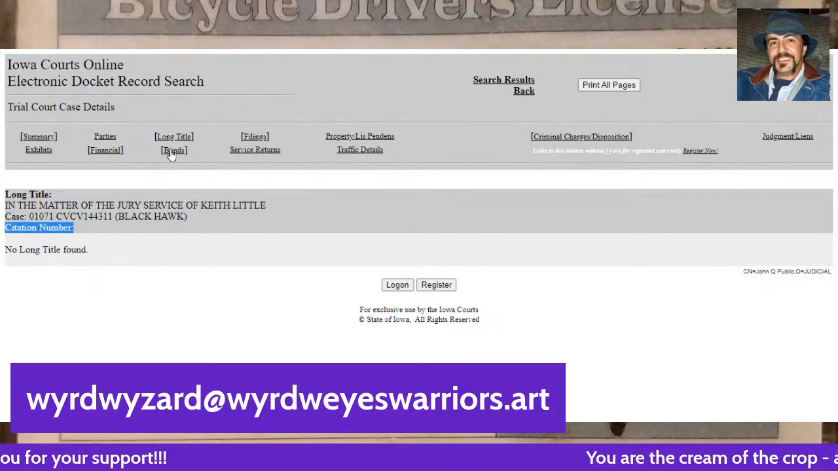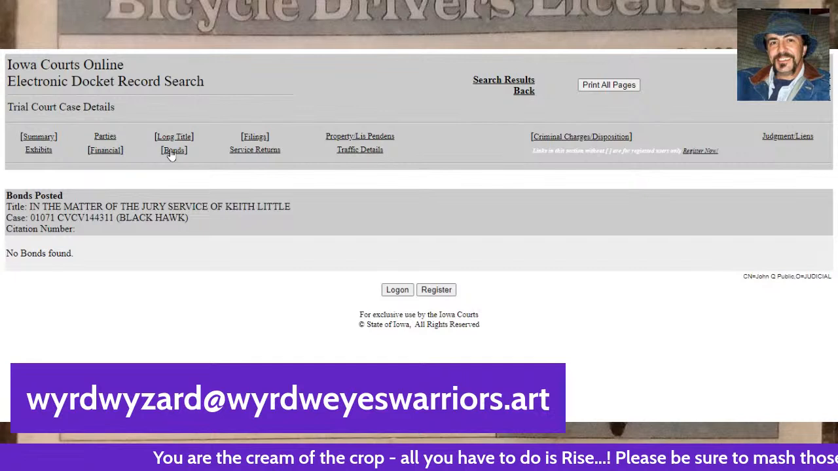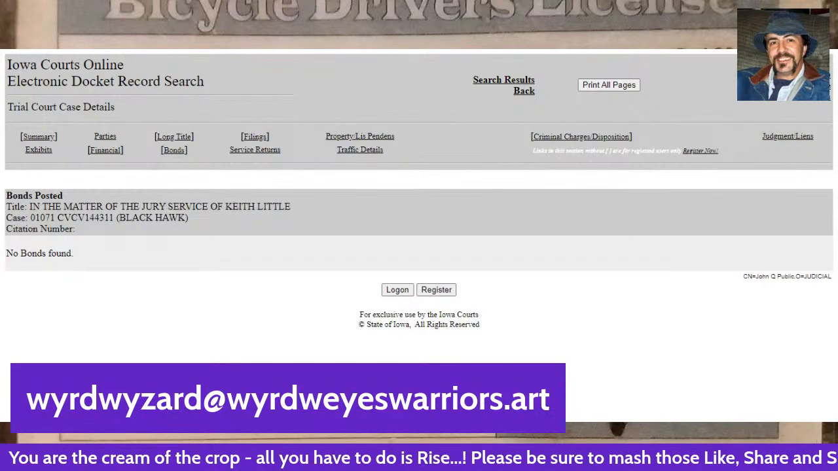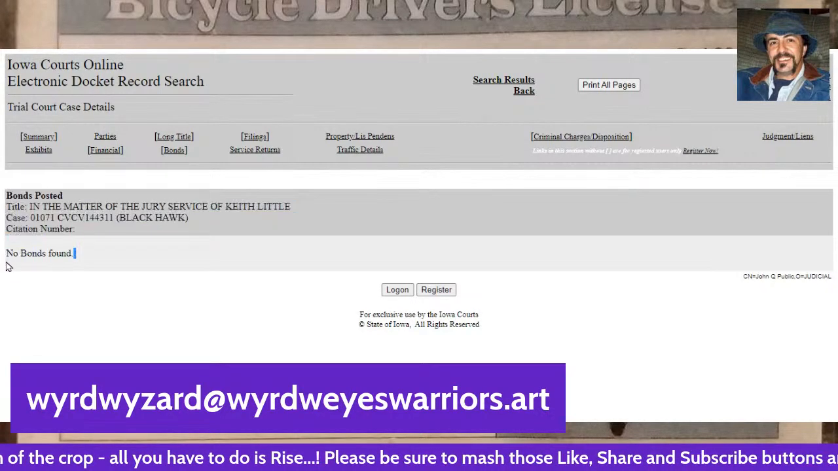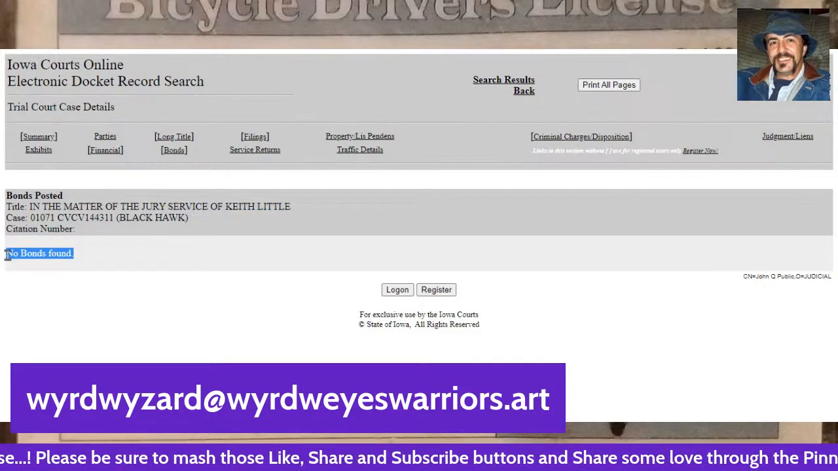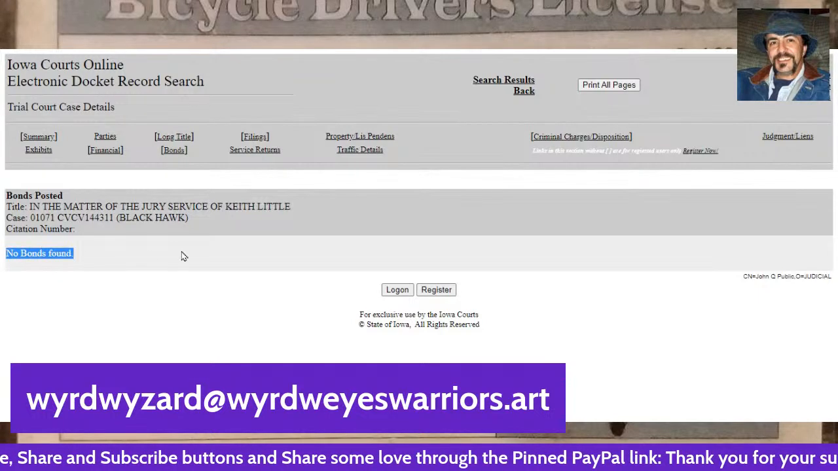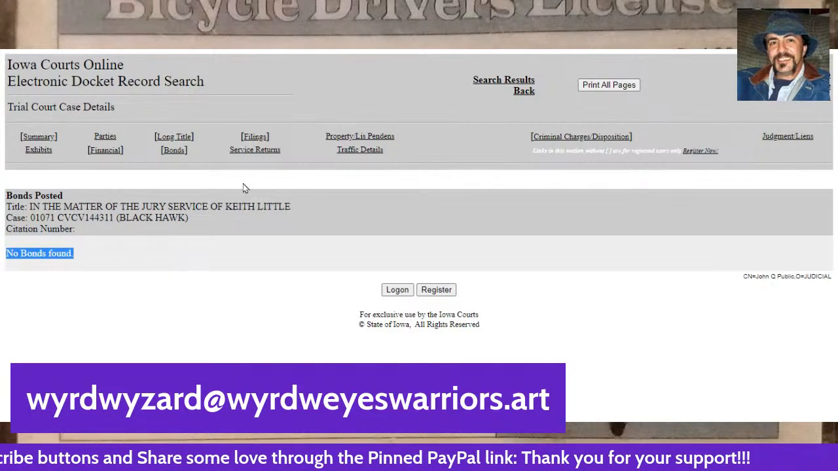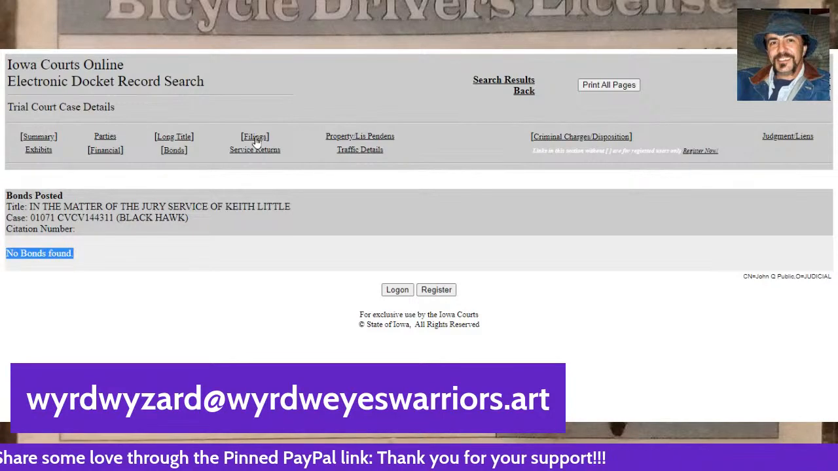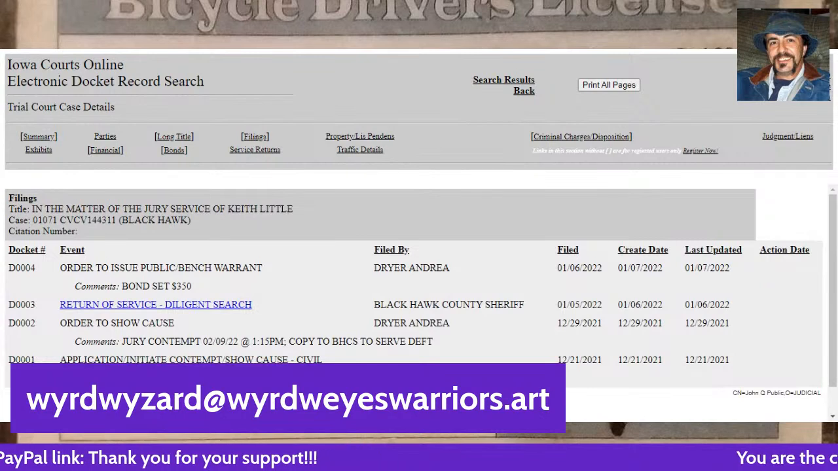So let's look at the bonds. You would think that if they're going to push a case, they would have bonds, right? Oh, goodness. Wait a minute. No bond found, no citation, no long title, no bonds, no finances. What the hell's going on here, folks? Filings. Oh, what's this?